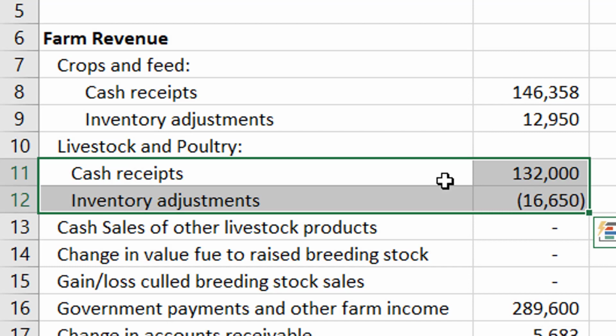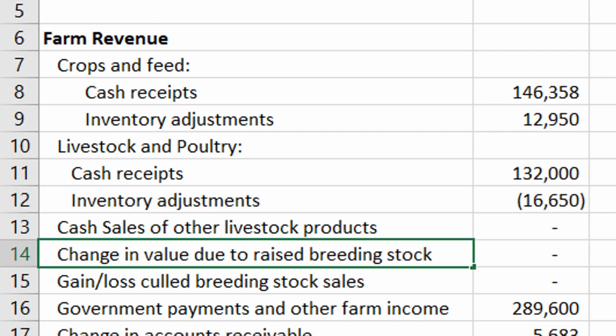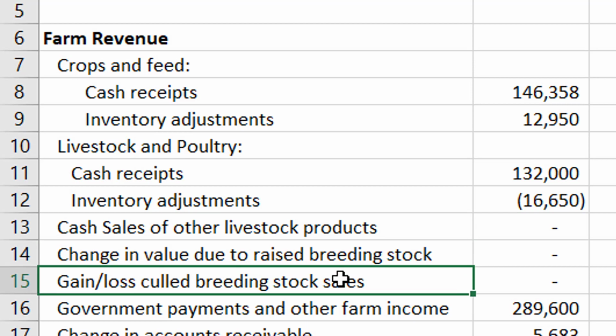We have other things that happen. We have change in value. We can correct our typos as well. Change in value due to raised breeding stock. So if you raise your own breeding stock, that's going to change the value of your farm operation. A gain and loss from cull breeding stock sales. Again, that's a common farm item that's going to go on the list.